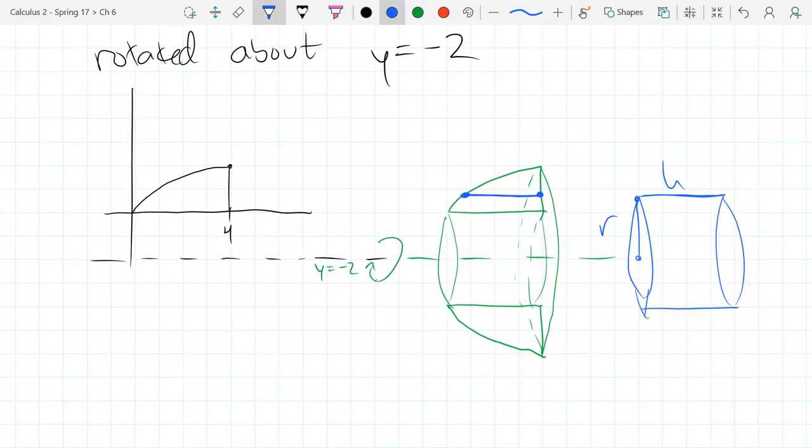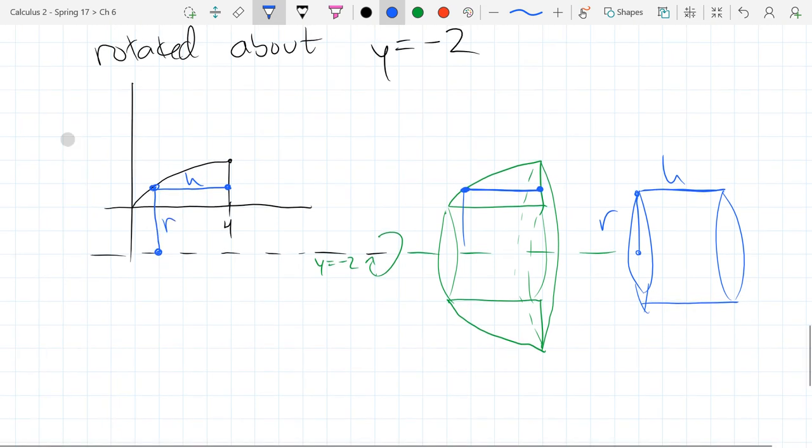So I'm going to trace that height and the radius back. So that's H. This one is R. Any questions bringing those measurements back to our original region?